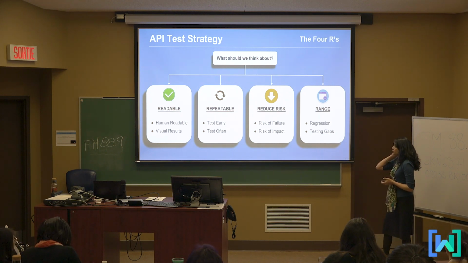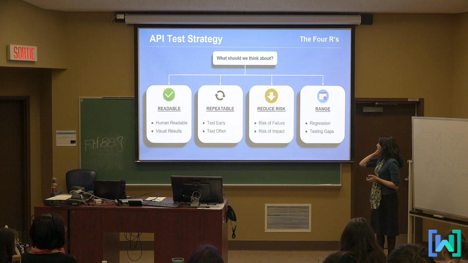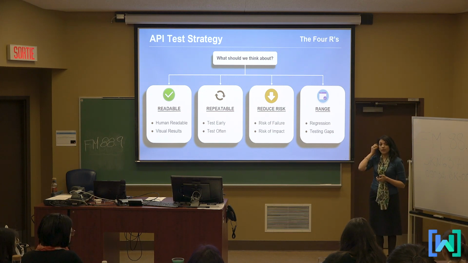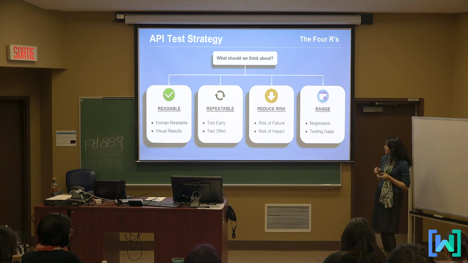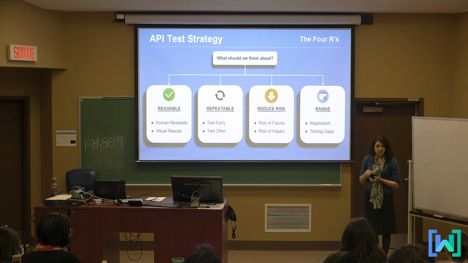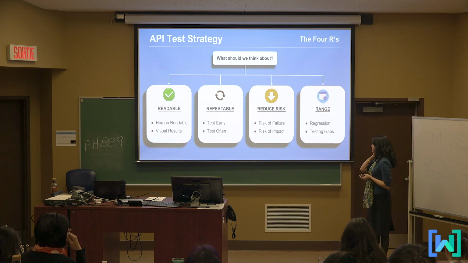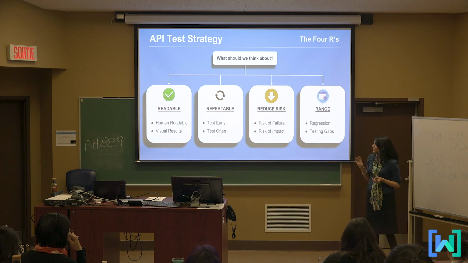And then the last R is range. I want to think about how comprehensive my tests need to be. What is the range of tests that I need to create? Regression is a very good area for automated testing. I want to make sure that every time I make a change in my API, I can go back and test all the existing functionality and make sure that nothing got broken. So that's one area that I want to cover.